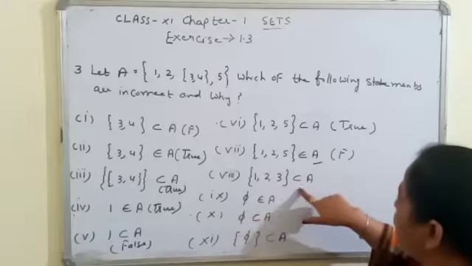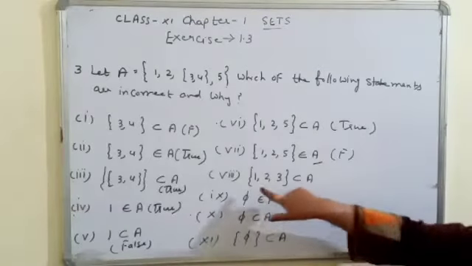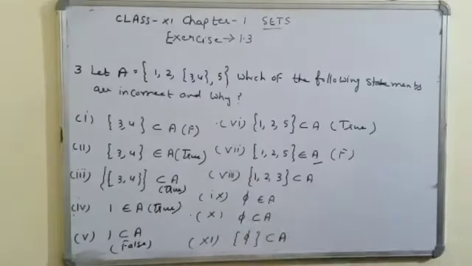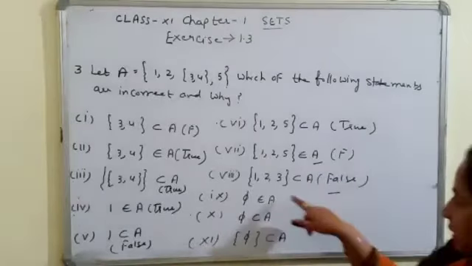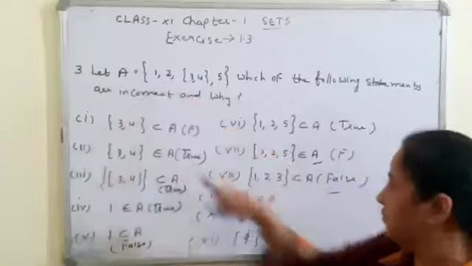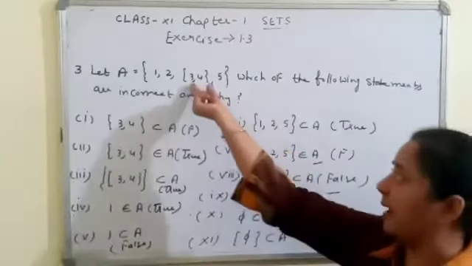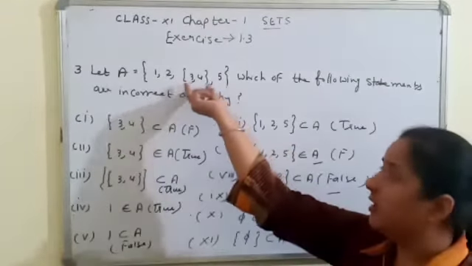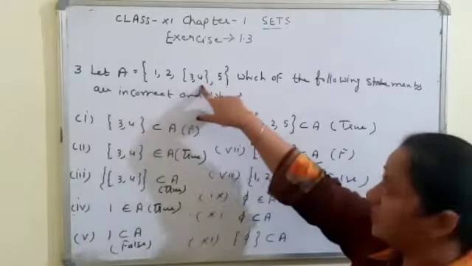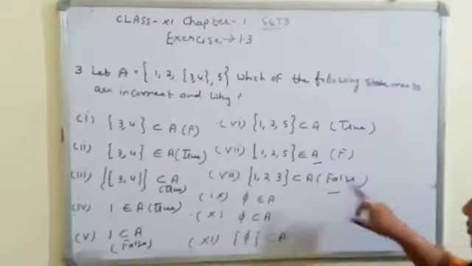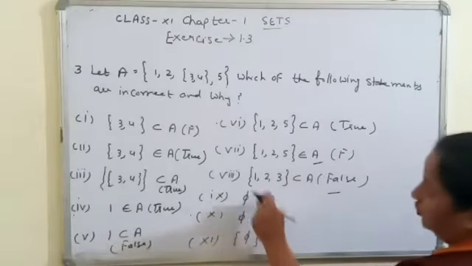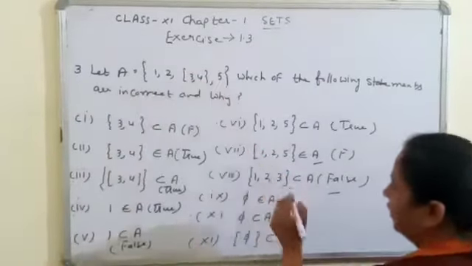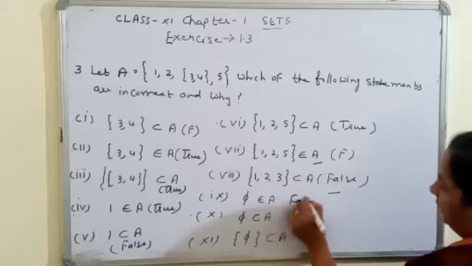{1, 2, 3} is a subset of set A. No. {1, 2, 3} is not a subset of set A. False, because 1 and 2 are elements, but 3 and 4 combined, {3, 4} together is an element here. So this is not a subset. False statement. Is 5 belonging to set A? There is no 5 present in this set. So this is a false statement.